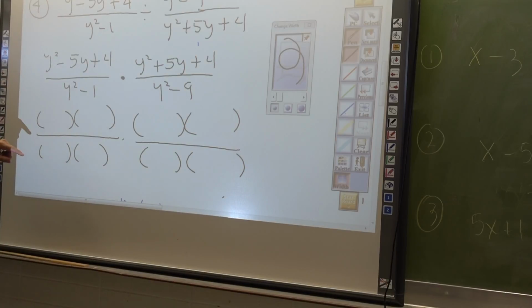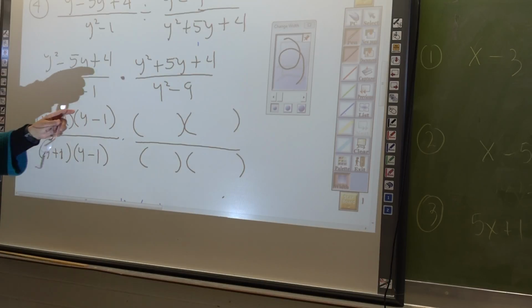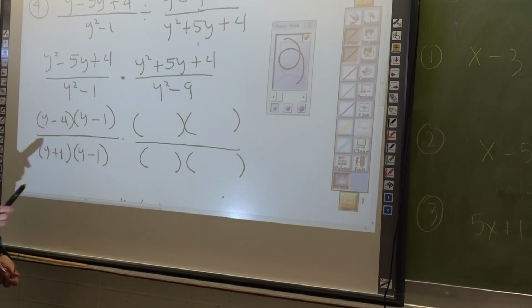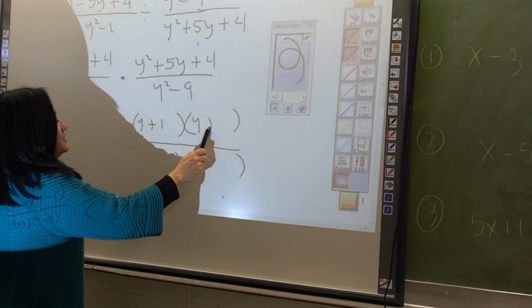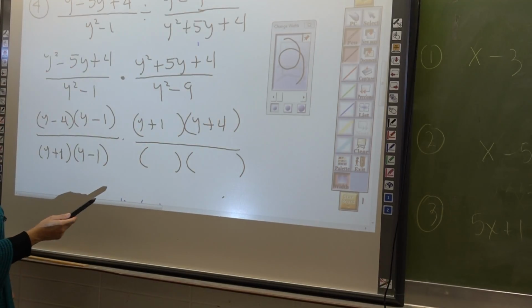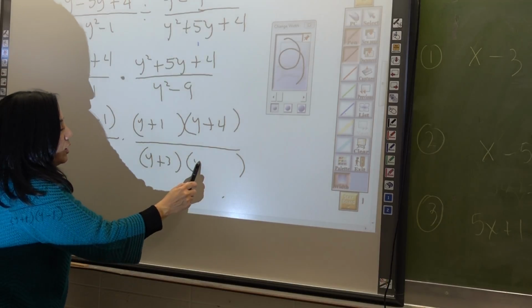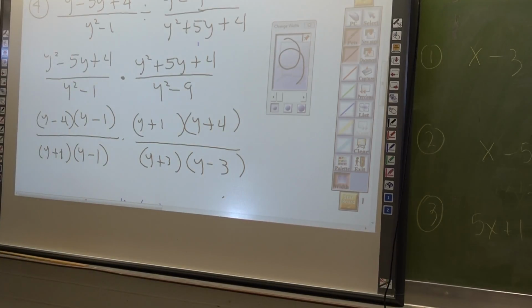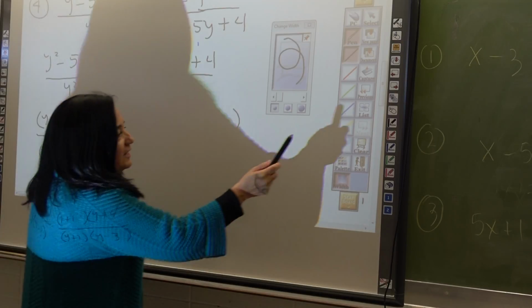Trinomial, square. Factors of 4 that add to negative 5y, which is negative 4, negative 1. Difference of 2 squares. y plus 1, y minus 1. Factors of 4 that add to 5: 1 and 4. y plus 1, y plus 4. There's one difference of 2 squares. y plus 3, y minus 3. Later on, it's going to be so easy for you, factoring. Believe me.